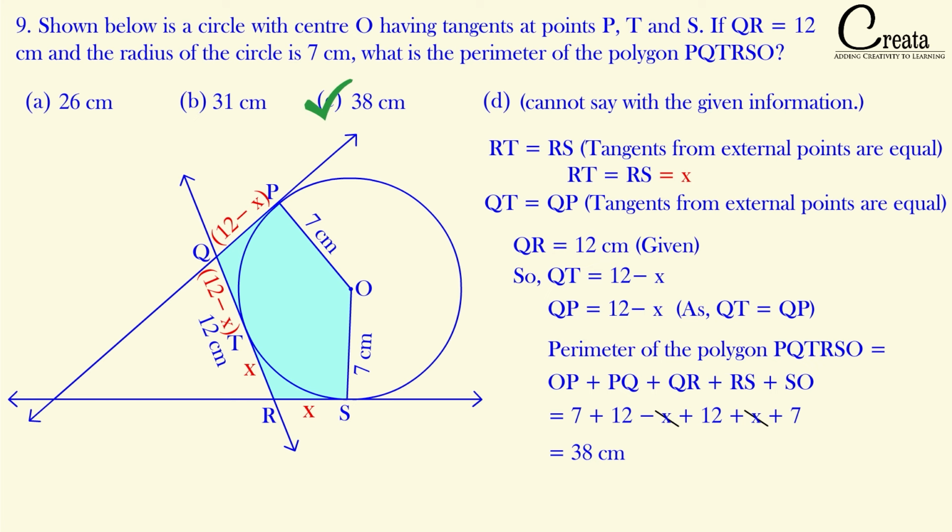The second concept we have done is the perimeter. Perimeter is the length of the boundary. So based on these two concepts, we have solved this question. So we have done with this question. Let's move to next question.